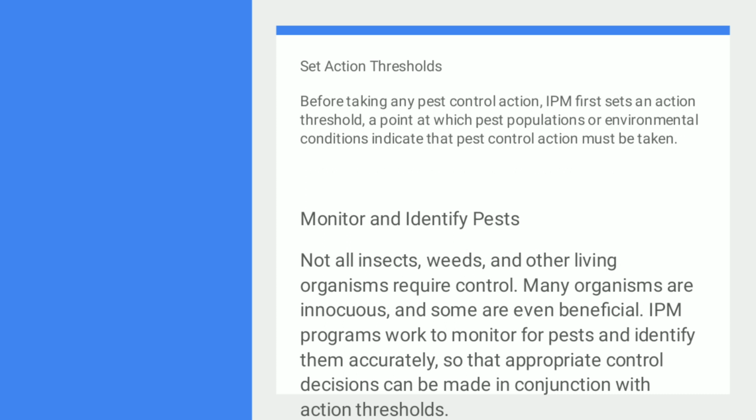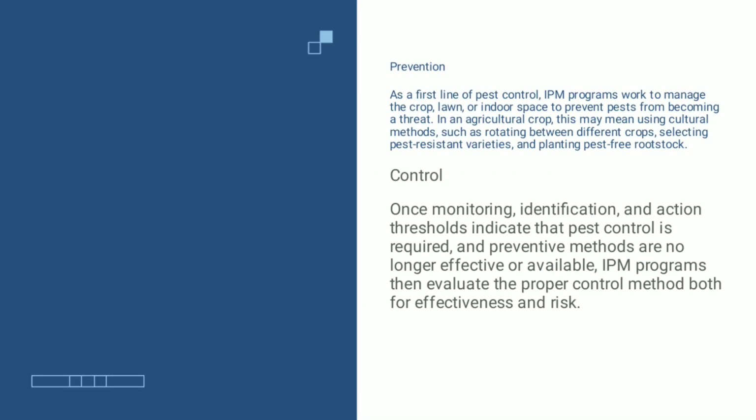Set action threshold: before taking any pest control action, IPM sets an action threshold, a point at which pest population or the environmental condition indicates pest control action must be taken. Monitor and identify pest: not all insects, weeds, and other living organisms require control. Many organisms are innocuous, and some are even beneficial. IPM programs work to monitor for pests and identify them accurately so that appropriate control decisions can be made in conjunction with the action threshold.